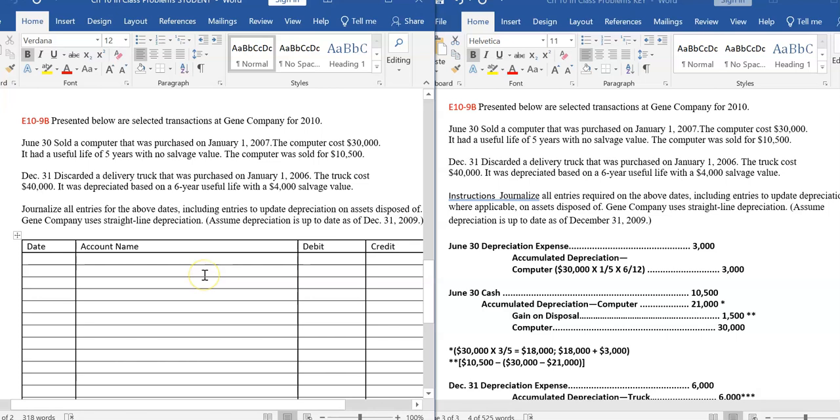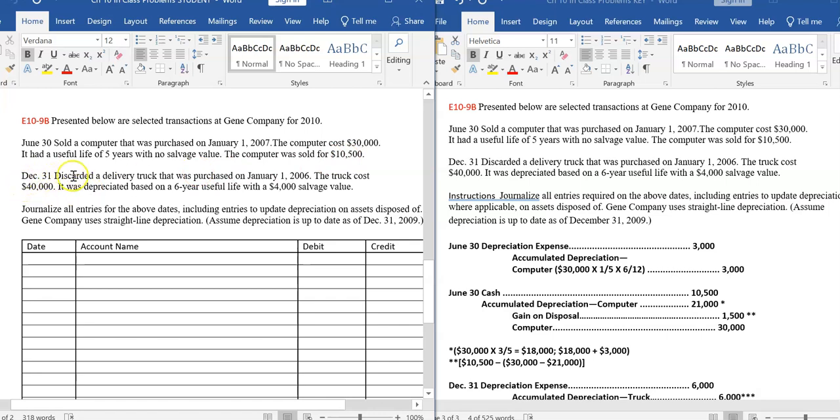In this last problem, we are going to look at how we account for the eventual disposal of assets when we're done using them. We are looking at selected transactions for Gene Company for 2010. On June 30th, we sold a computer that was purchased on January 1st, 2007. The computer cost $30,000. It had a useful life of 5 years with no salvage value. The computer was sold for $10,500.